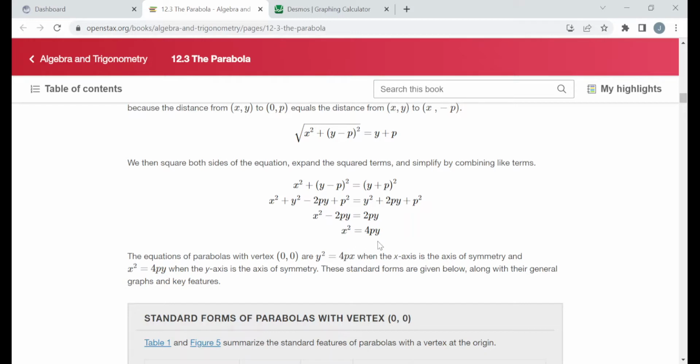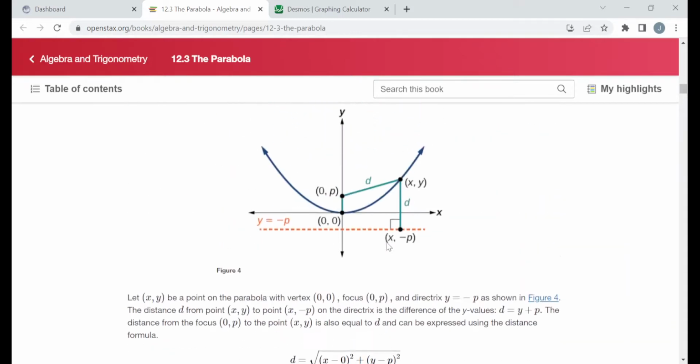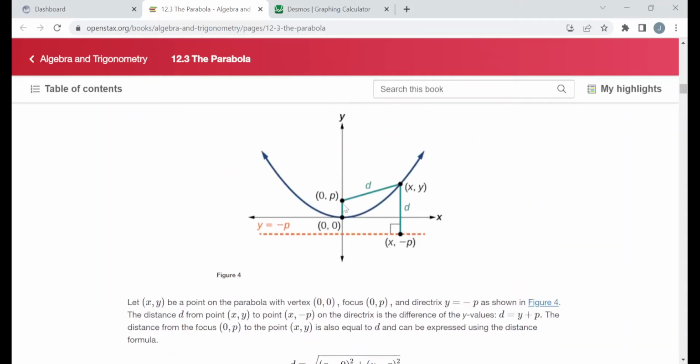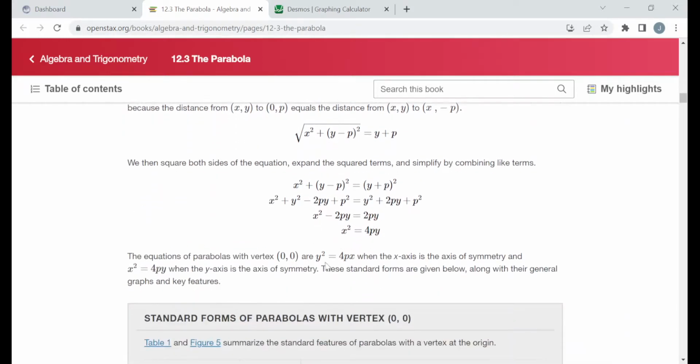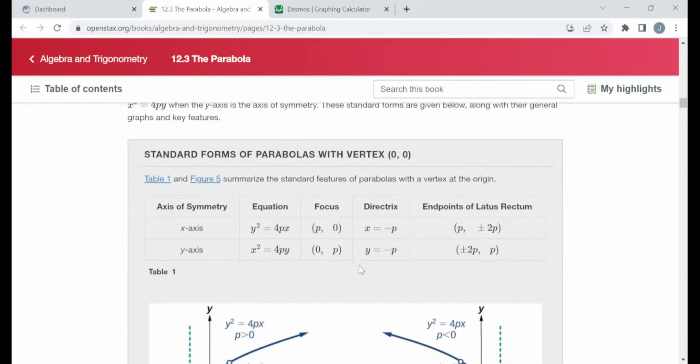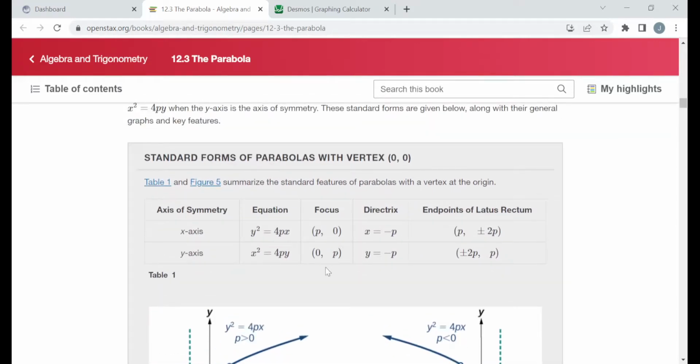This is the equation for a parabola like this, where the axis of symmetry is vertical and the directrix is horizontal. And all you need to do is switch up x and y, and you get the equation of a parabola where the axis of symmetry is horizontal and the directrix is vertical. All right, and then they go over that right here in this thing here.